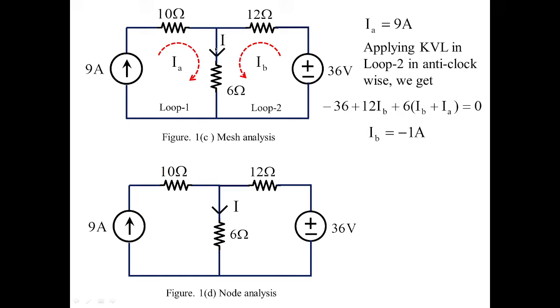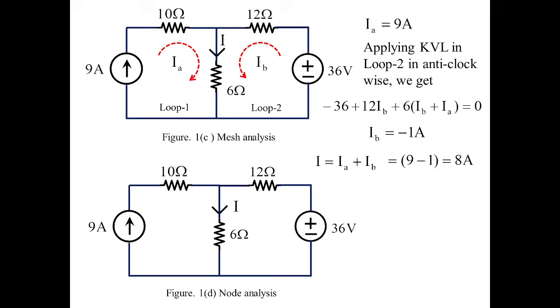So overall, if I want to know the value of the current in the 6 ohm, that is a branch current, I'll be getting 9 plus IB. IB is minus 1, so 9 minus 1, which is equal to 8 amperes. So we can see here I got the same result as 8 amperes, which I got using the superposition theorem.